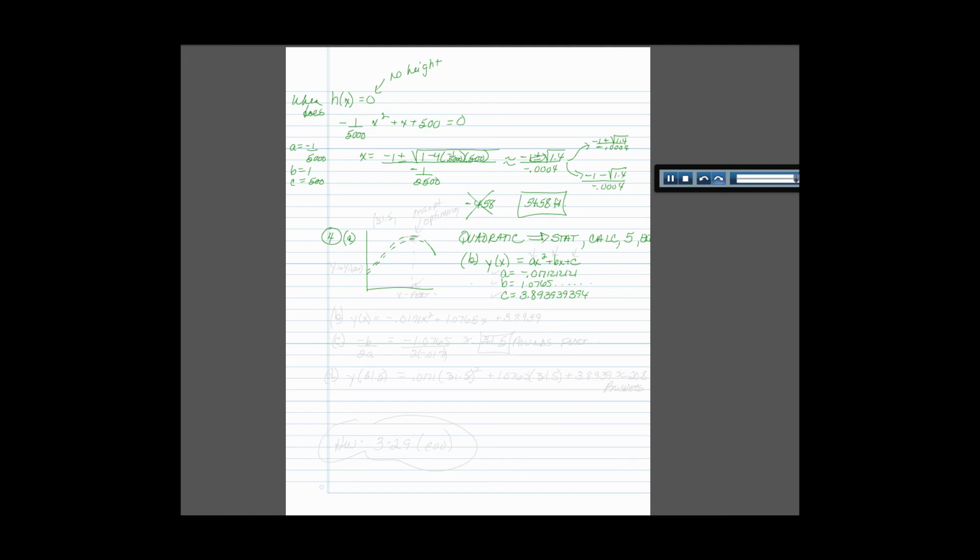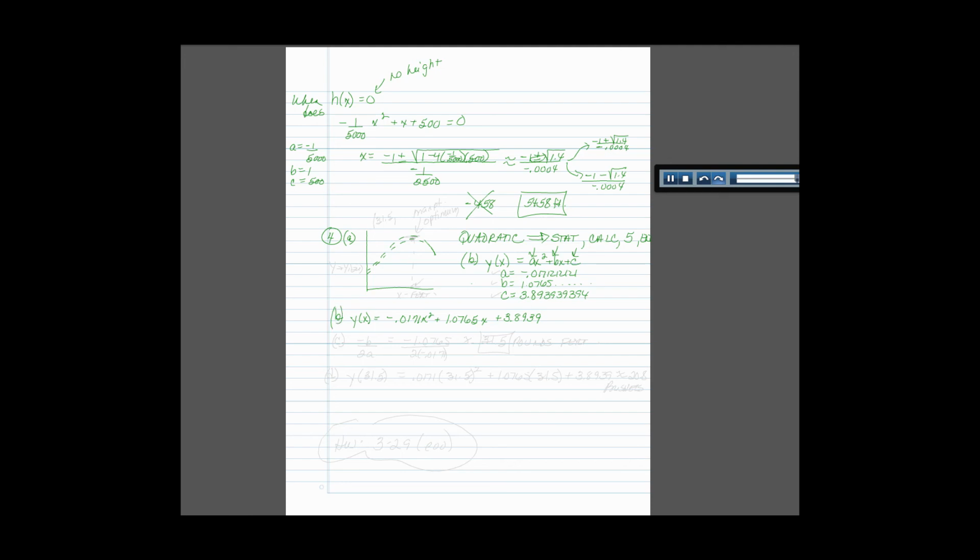Now, it says use that to find the quadratic function of best fit to these data. So what you're going to do is put this A here, the B here, and the C here, and you're going to get y of x is equal to, and I'm going to round these off, negative 0.0171x squared plus 1.0765x, I'm rounding off, plus 3.8939, okay?